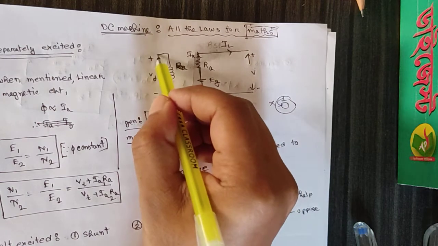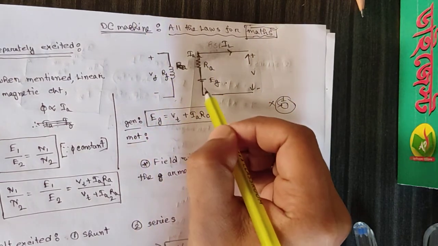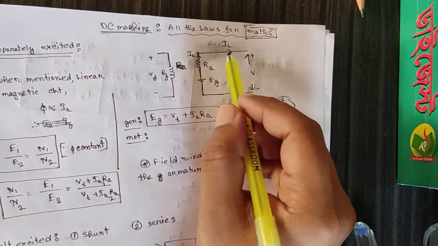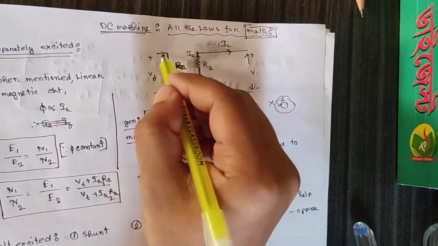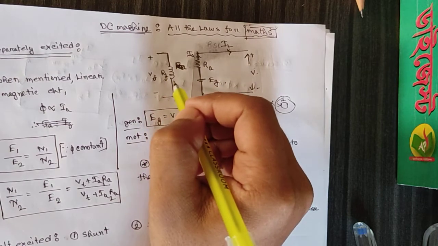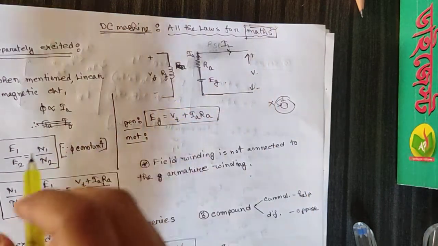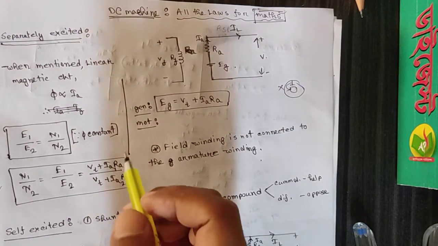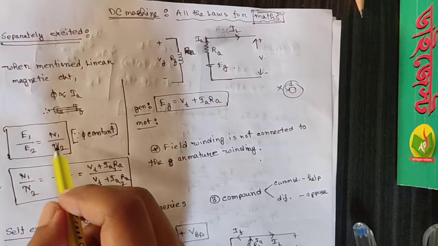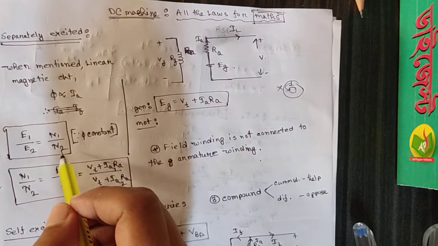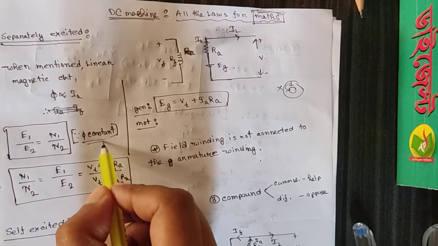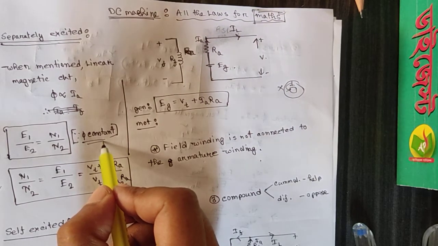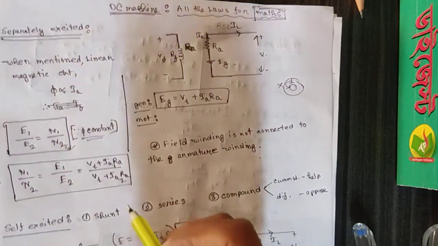From the figure you can also see that this is the field winding, this is the armature winding, this is the terminal voltage, line current, armature current, and this is the field current. So there are actually two laws about separately excited DC motor. One is E1 by E2 equals N1 by N2. This is when phi is constant. When phi is constant, phi is proportional to armature current.